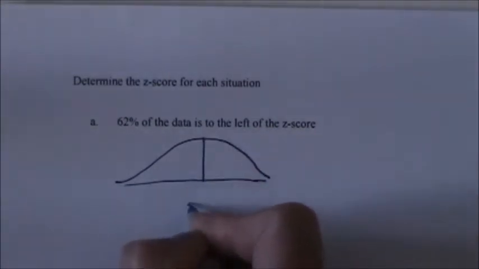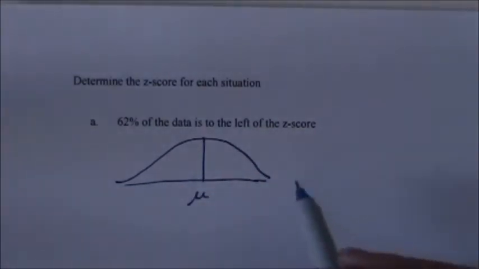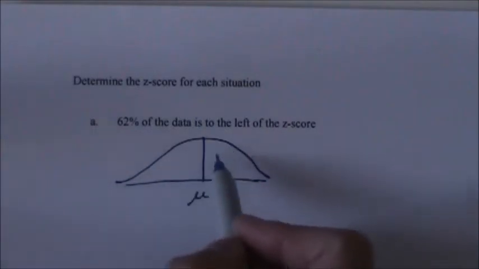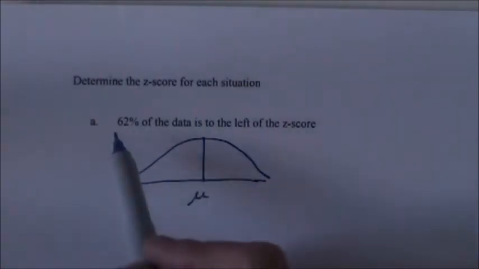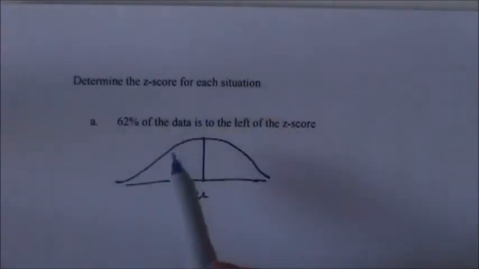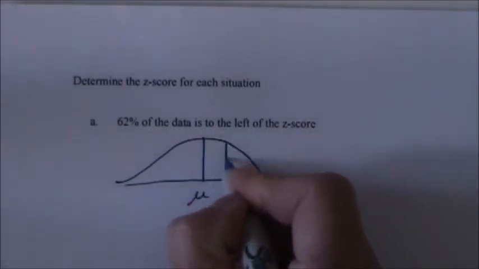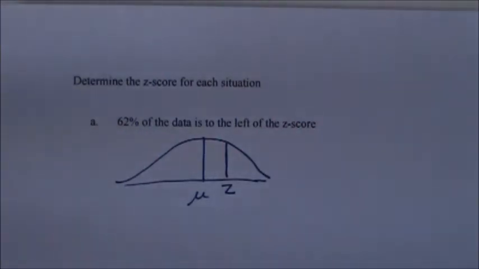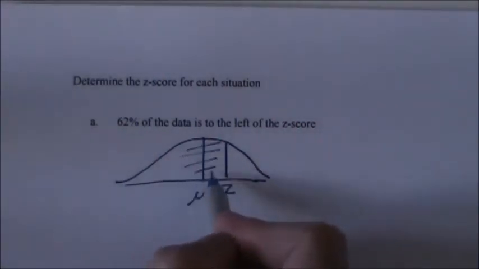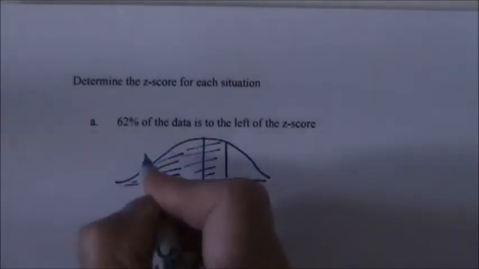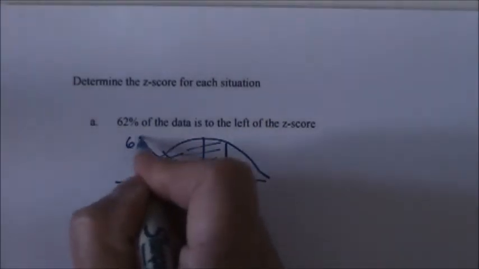There's our mean. Now we know that our bell curve is symmetrical, which means 50% is on this side, 50% is on this side. In order to have 62% on the left side, we would need to be bigger than 50. So we're looking at something possibly over here. We are looking at to the left, with this being 62%.